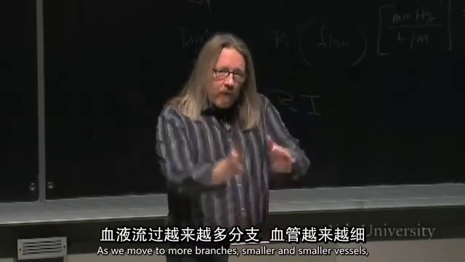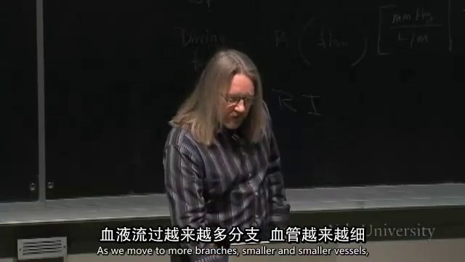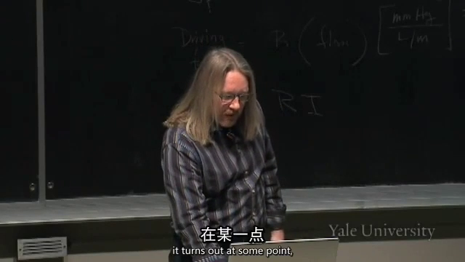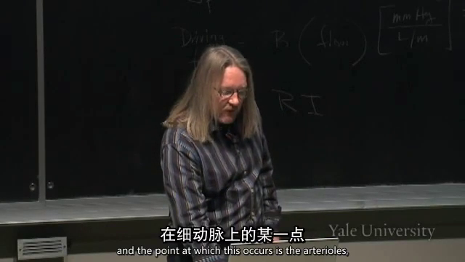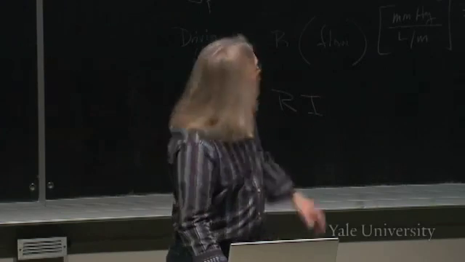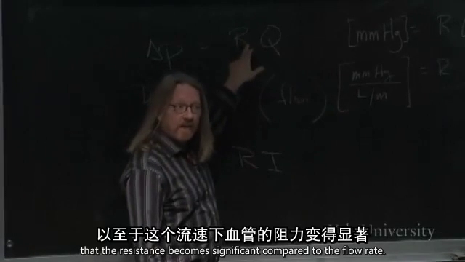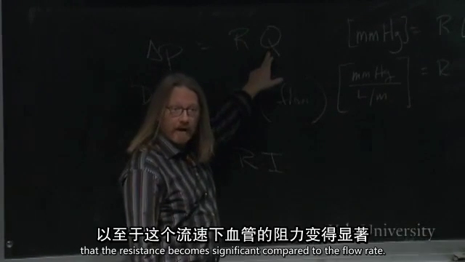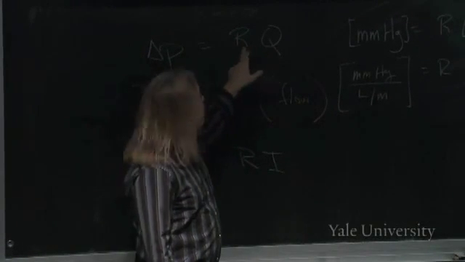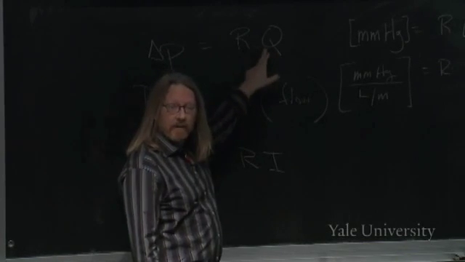As we move to more branches, smaller and smaller vessels, it turns out at some point, and the point at which this occurs is the arterioles, the diameter has gotten small enough that the resistance becomes significant compared to the flow rate. The resistance becomes significant compared to the flow rate.